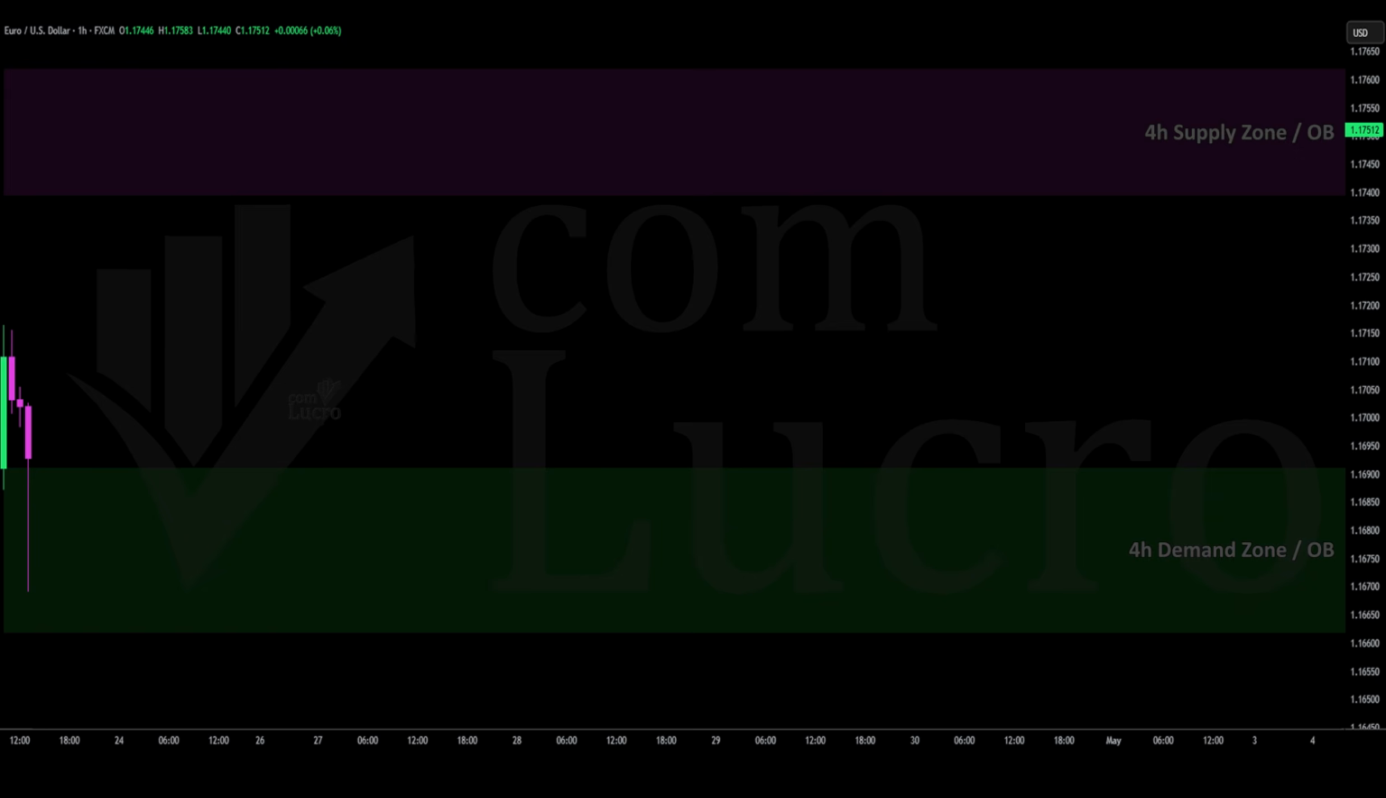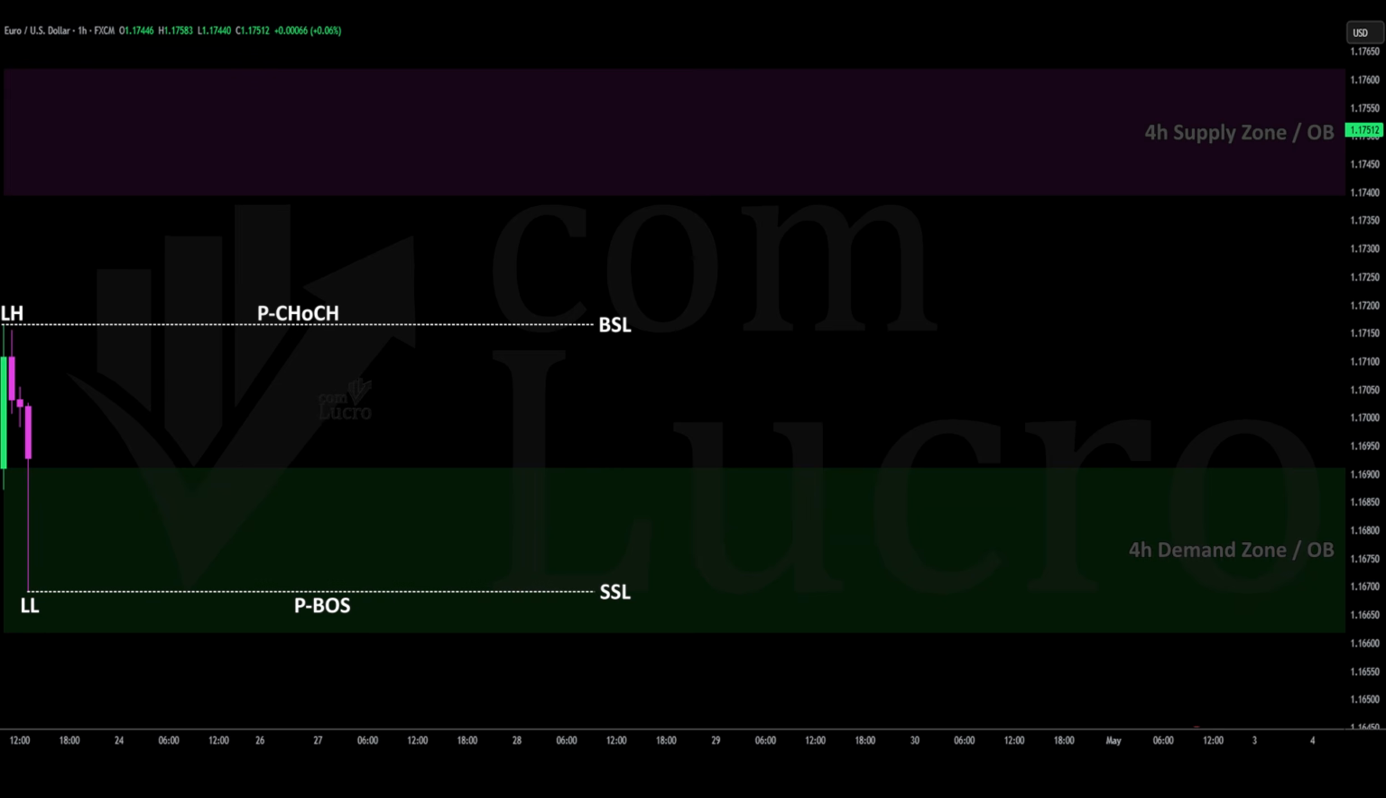On the 1-hour chart, we begin marking the key areas and identifying important points such as the lower high, the lower low, the possible break of structure, the potential bullish reversal, and the buy side and sell side liquidity zones. The main objective here is to determine whether the market is starting to shift direction inside the higher time frame demand zone, which could provide a strong and valid trading setup.